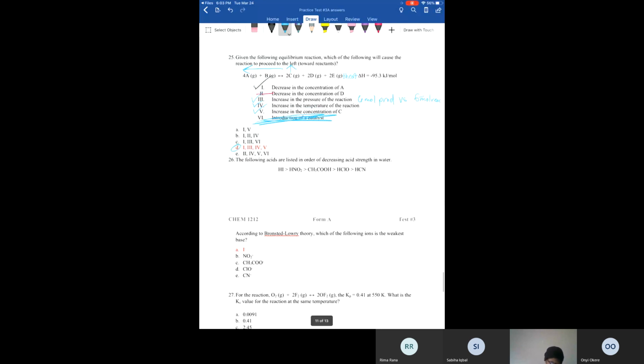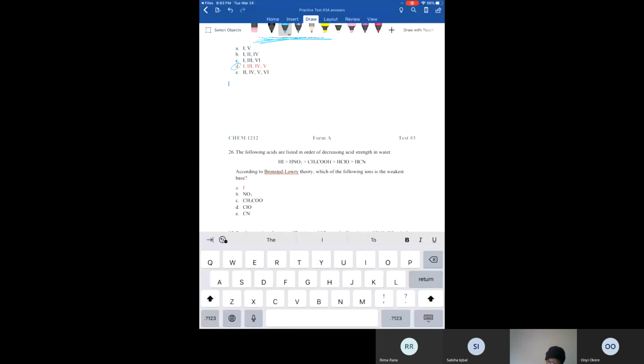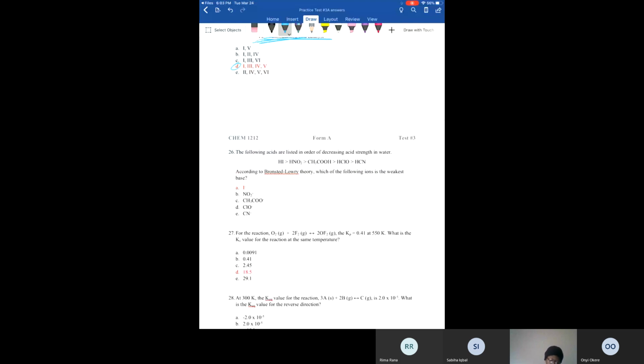Okay, so let's see if I can separate these. Which of the following acids are listed in order of decreasing acid strength? Which of the following is the weakest base? Okay, so a strong acid has a weak conjugate base.